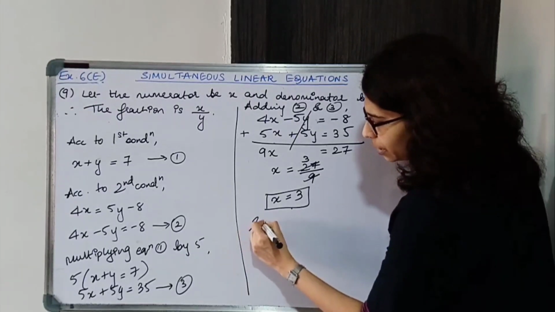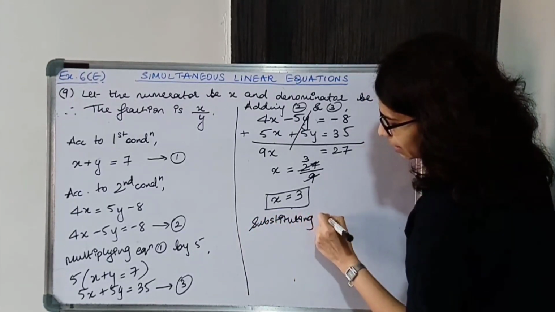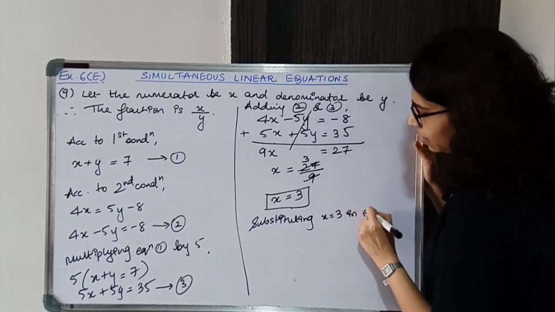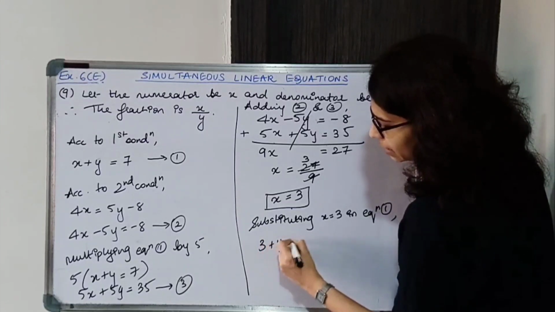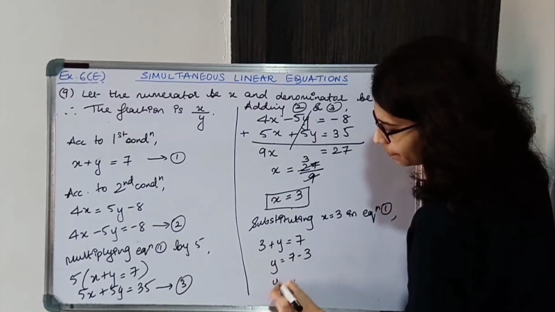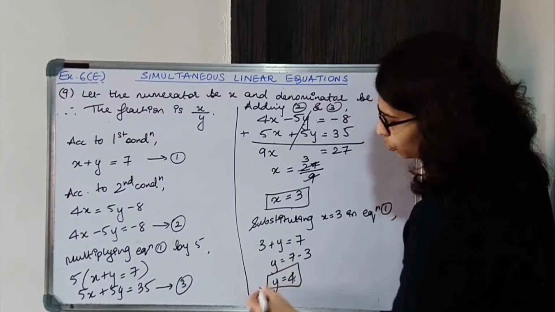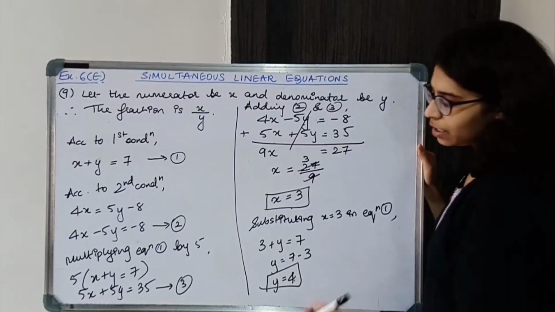So substituting x equal to 3 in equation 1. So 3 plus y is equal to 7. So y is equal to 7 minus 3. That is 4. Okay, so x is 3, y is 4.